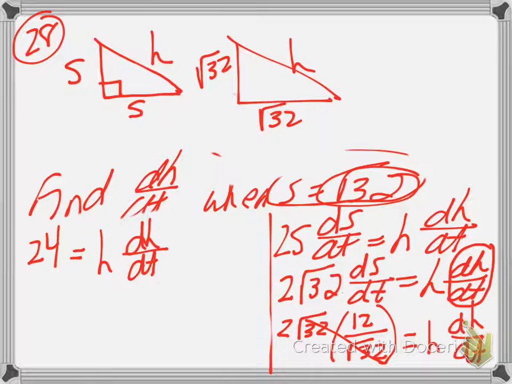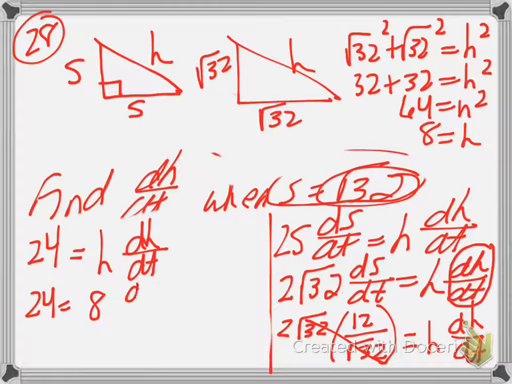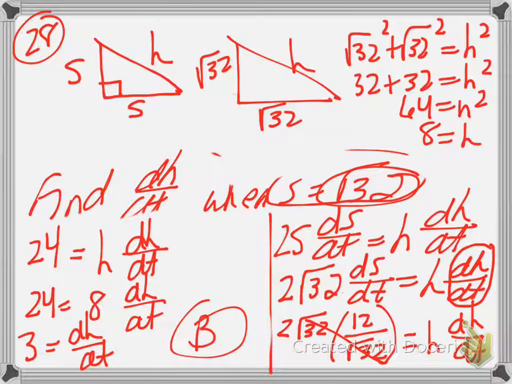So now I can do radical 32 squared plus radical 32 squared equals h squared. Well, when you square a square root, you just get what's inside. And therefore, h must be 8. And if you divide both sides by 8, you will get that 3 equals dh over dt, and that was choice B.